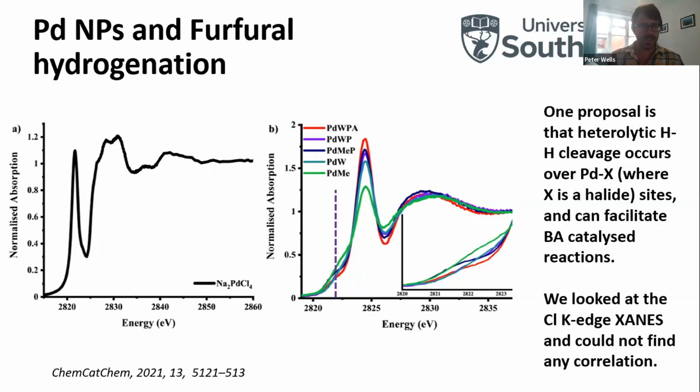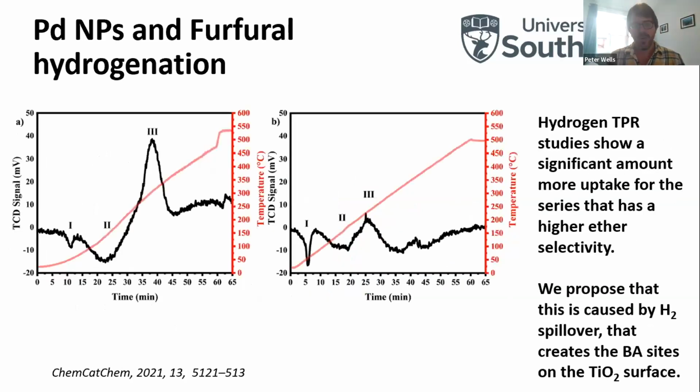So we discounted that idea. But when you do the TPR of these materials, what you can see, looking at the two different series in water, on the left-hand side of the screen, is that very large feature 3. That's for the catalyst prepared in water only, and that corresponds to hydrogen spillover onto the support. And you don't get such a large feature for that on the material prepared in methanol.